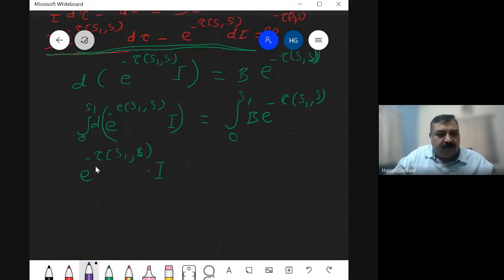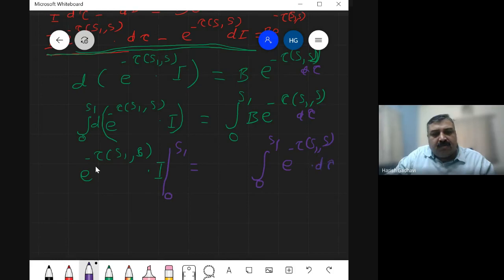Let me use some other color. Okay, and this I will keep as it is. Sorry, I forgot to mention there is a d tau here. So I will write 0 to S1, e power minus tau from S1 to S, into d tau. Of course, into B also is there. And here, what are we going to get?